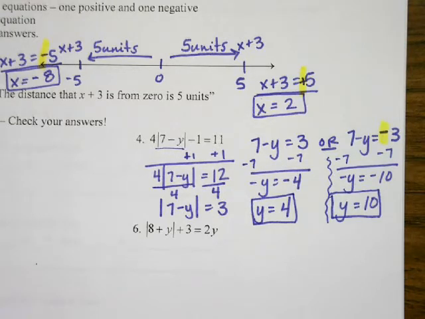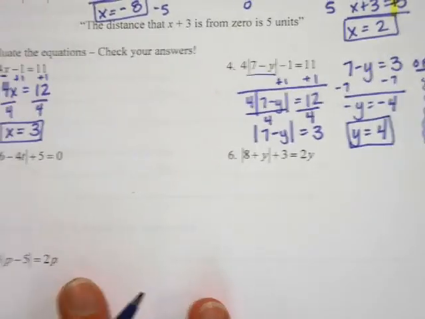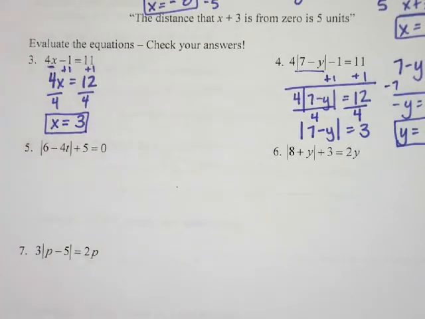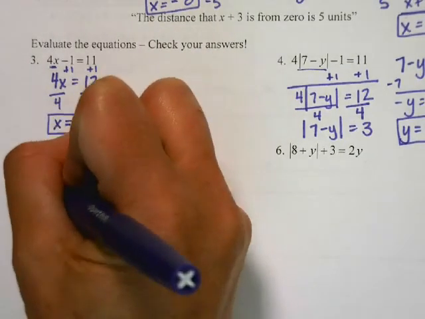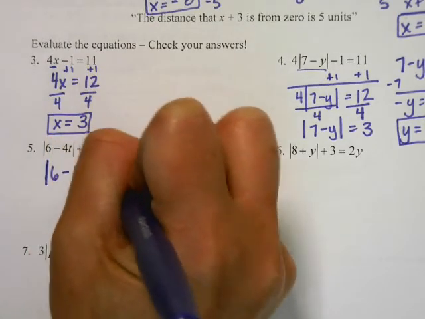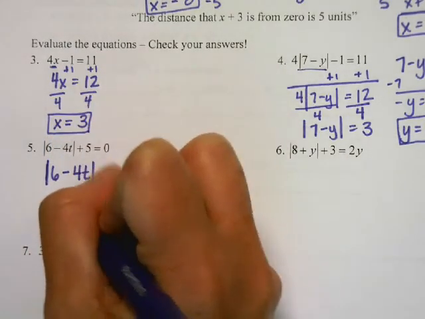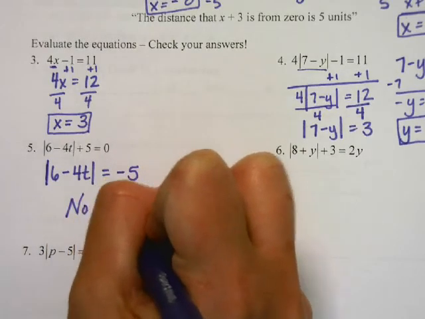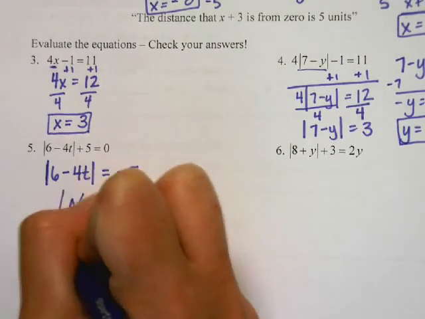Okie dokie. Ready for another one? Here we go. Number 5 says the absolute value of 6 minus 4t plus 5 is equal to 0. What do we do first? Step number 1. Subtract the 5, right? Get the absolute value all by itself. So I have the absolute value of 6 minus 4t is equal to a negative 5. And I'm going to write no solution.